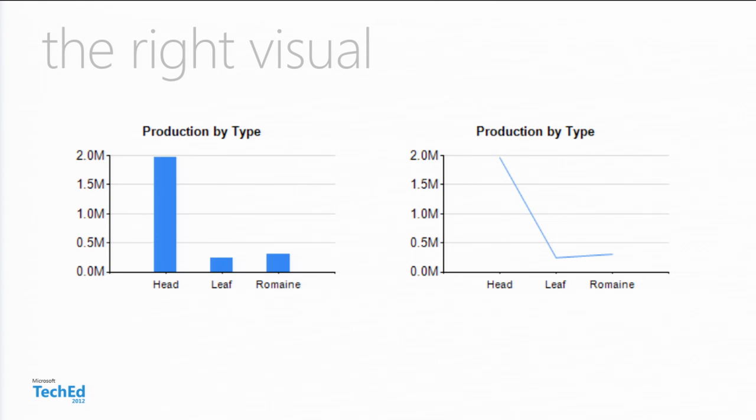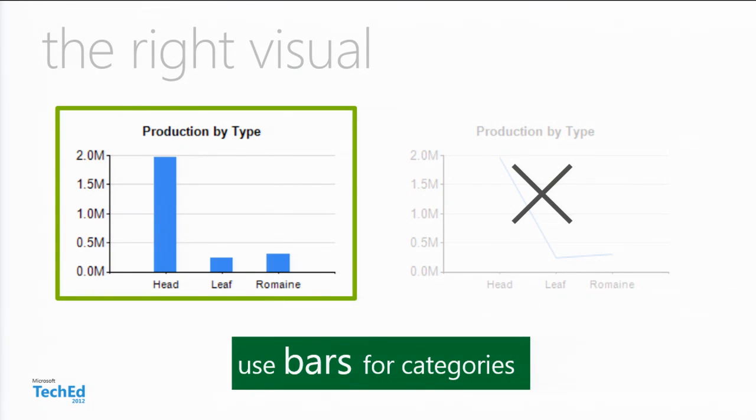That is correct, because the bottom group that you have there is a category group. There's no sequential or ordinal relationship between head lettuce and leaf lettuce, and why are you drawing a trend between those? It doesn't make sense. So the right visual here for a categorical axis is a column chart or a bar chart, not a line or area chart.